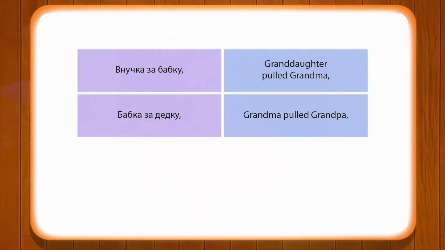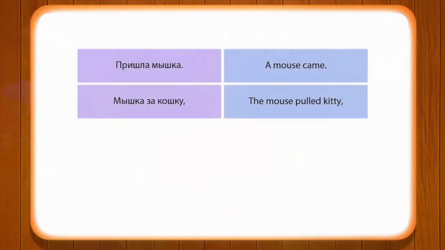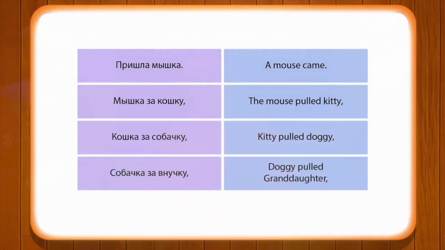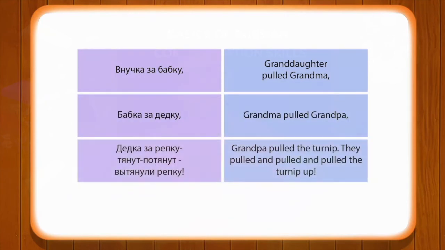pull that turnip out. As we can see here, Prishla Myshka, Myshka за кошку, кошка за собачку, собачка за внучку, внучка за бабку, бабка за детку, детка за репку. Тянут, потянут и вытянули репку.